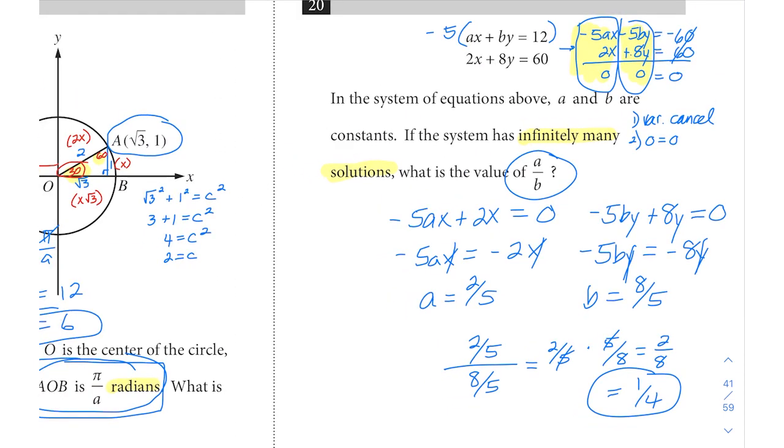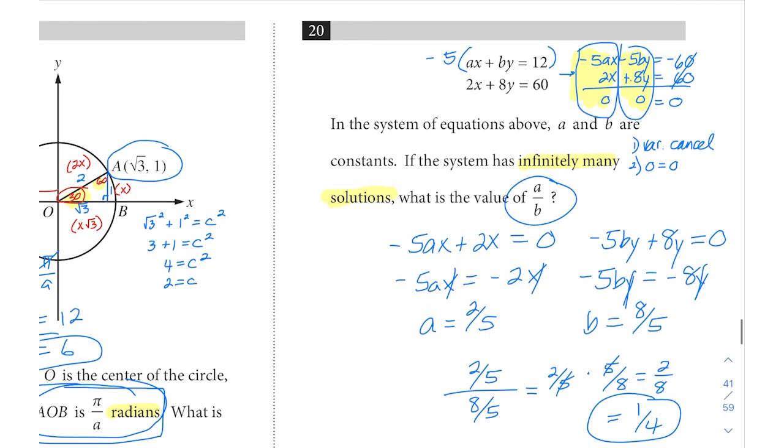So although there's some complex math in here, you have some negatives to make sure to keep track of, you have some complex looking fractions, the key skill is really understanding that when you see this phrase, infinitely many solutions, you want to make sure that you understand you're going to be canceling those variables, and you're also going to be canceling those constants to end up with 0 equals 0.